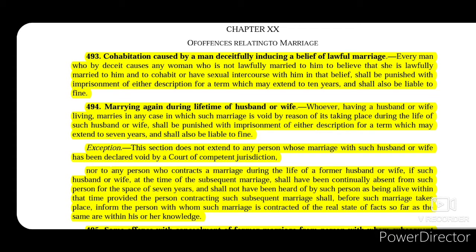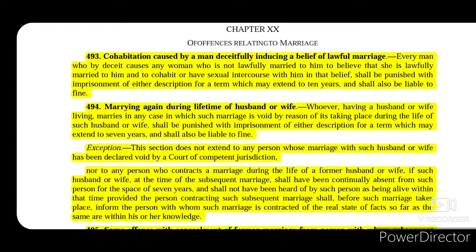Section 493 punishes a man who induces a woman to falsely believe that she is lawfully married to him. If a person is inducing a woman to make her believe that this person is her legally married husband, so she is falsely made to believe that, just to have sexual intercourse with her. Such person shall be punished with imprisonment which may extend to 10 years and shall also be liable to fine.